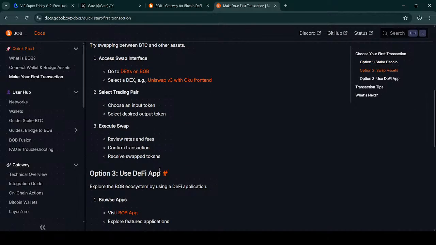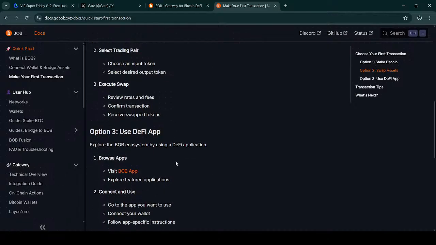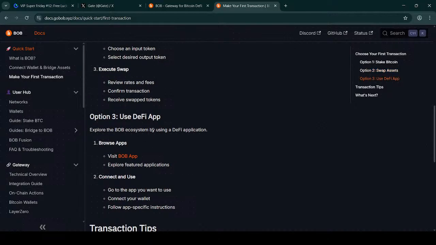Go to DEX and Bob and select Uniswap. Choose the trading pair, select the input token and the output token. Then execute the swap, review the rates and fees, confirm the transaction, receive the receipt, and swap the tokens, guys.